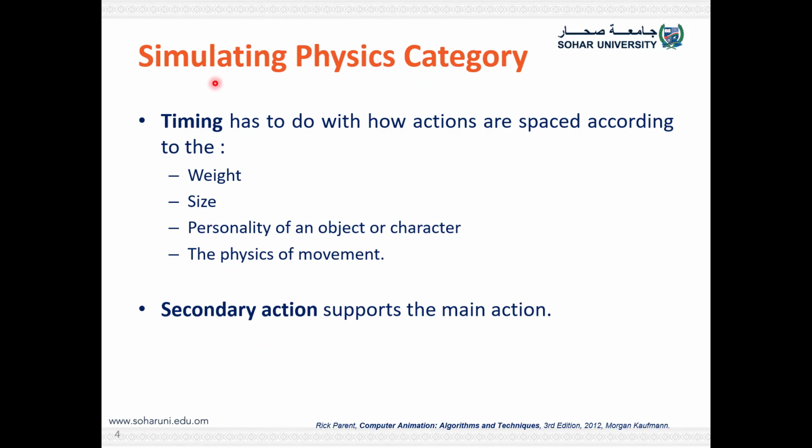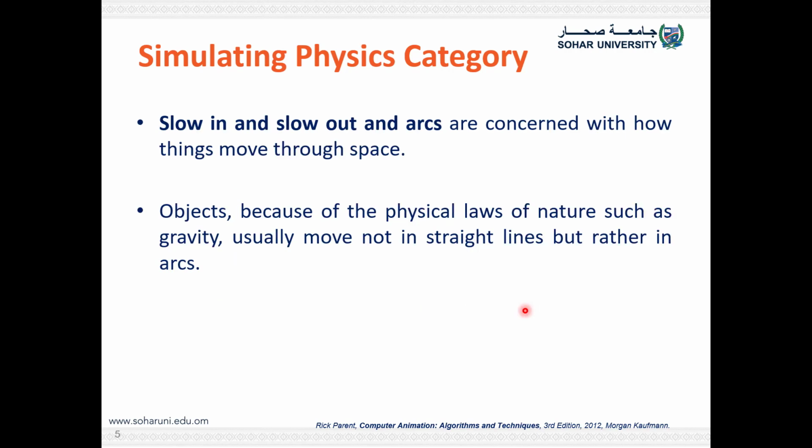Another principle under this category, simulating physics, is called secondary action. This is always used to support the main action. What's the meaning of that? For example, when you want to animate somebody who is sad, to support this action, the sadness, I can animate the tears dropping down from the person's eyes. Here the tears are called secondary action, supporting the main action, which is sadness. This is the meaning of secondary action.